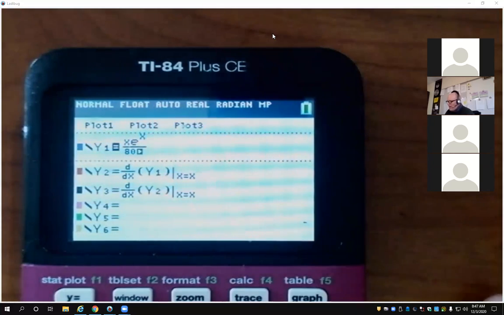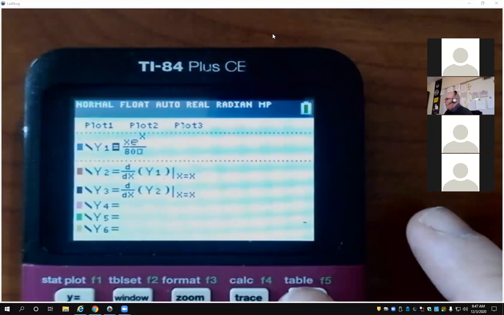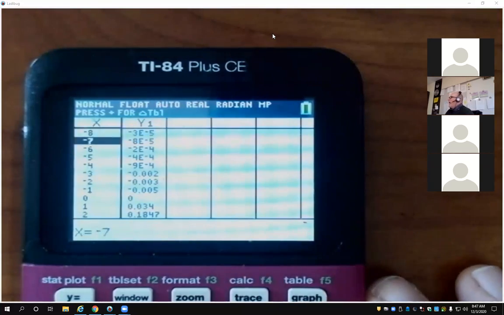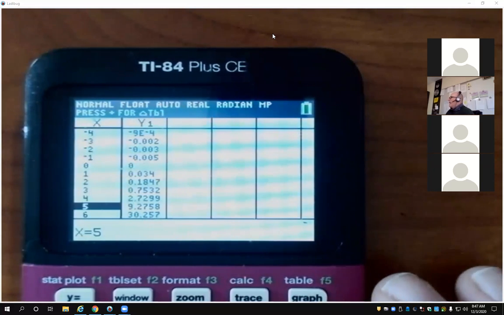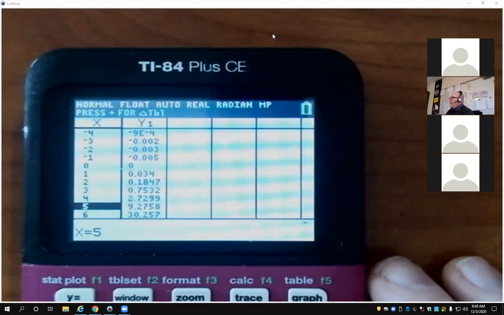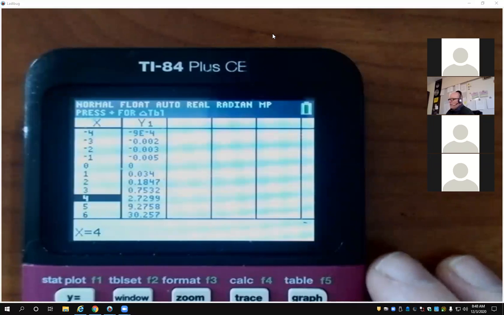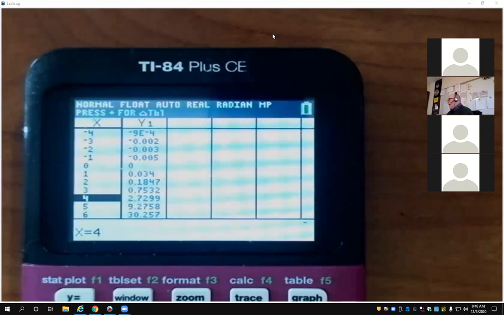Now, there's 2 ways I could do this. I could go to my table and I could find the value at 5 and the value at 4. The value at 5 is 9.2758. The value at 4 is 2.7299. And I can subtract those 2 numbers. I write them down off to the side, I go type them into my calculator and I can do that. But there's another way you can do it.